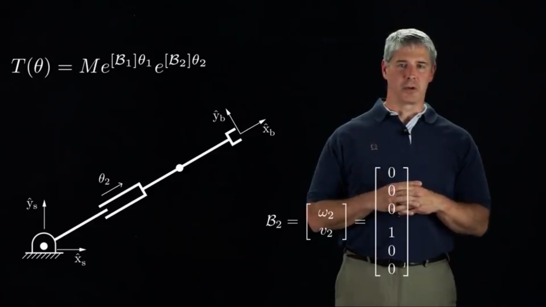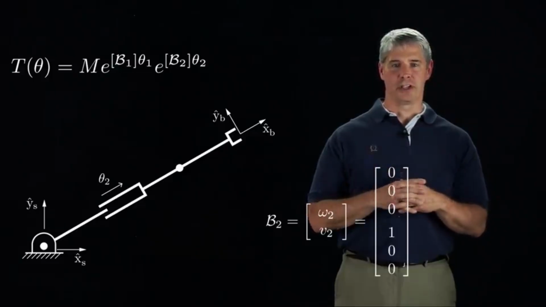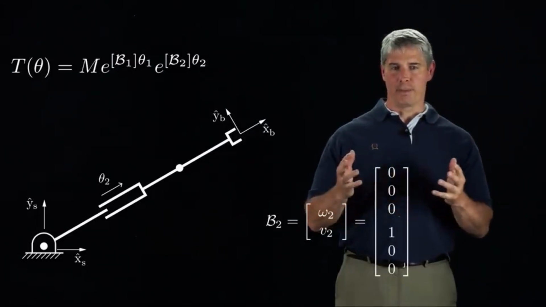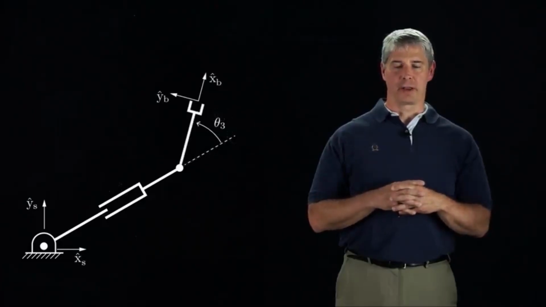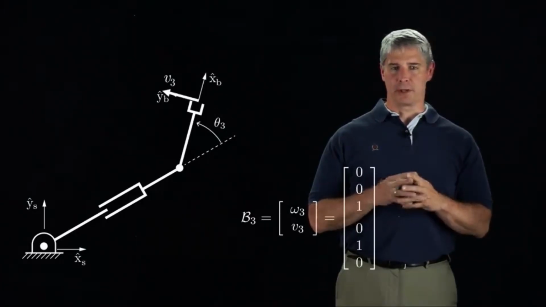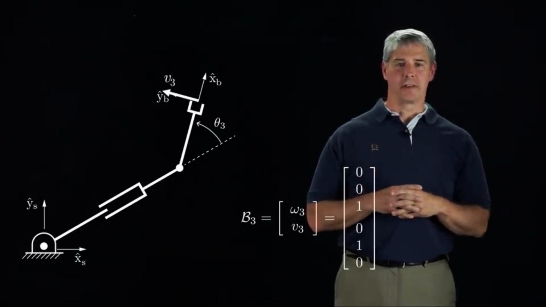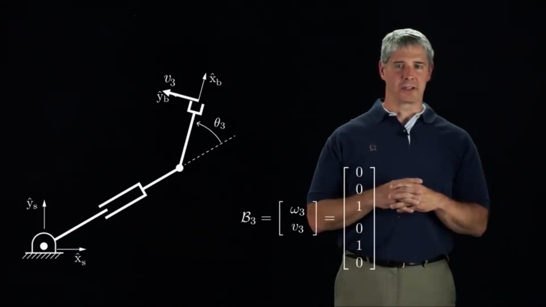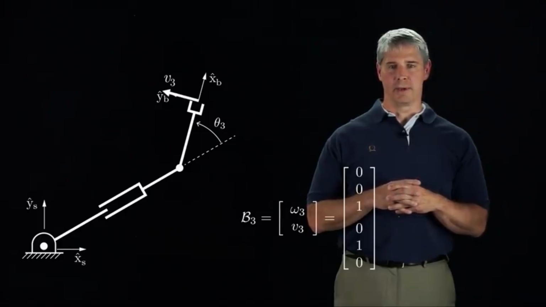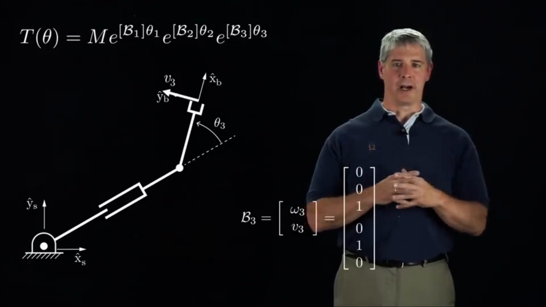Notice that the previous motion of joint 1 does not affect the relationship of joint 2's screw axis to the B frame because joint 1 is not between joint 2 and the B frame. Therefore, B2 is the same as the screw axis of joint 2 when the robot is at its 0 configuration. Finally, let's rotate joint 3 by theta 3. The screw axis B3 is a pure rotation about an axis out of the screen, so the omega 3 vector is 0, 0, 1. Rotation about this axis induces a linear motion V3 equal to 0, 1, 0 in the B frame. The new configuration of the B frame, T of theta, is given by right multiplying the previous configuration by the new body frame transformation.